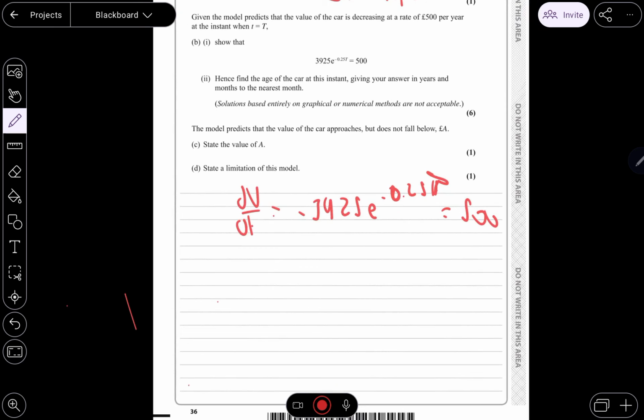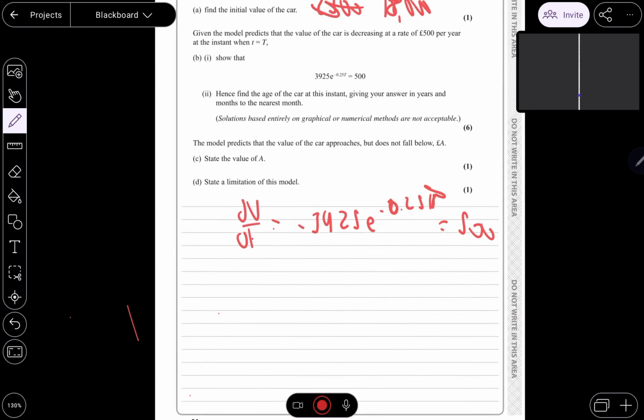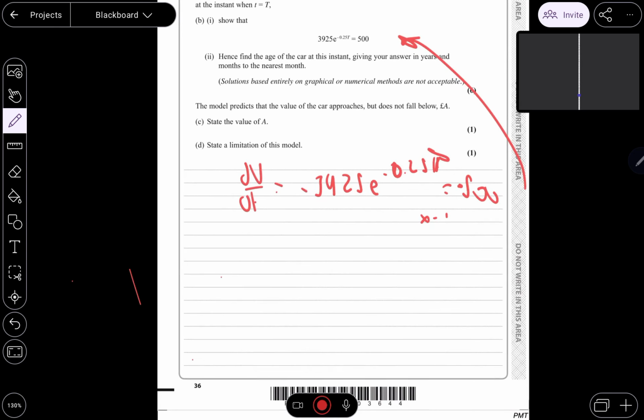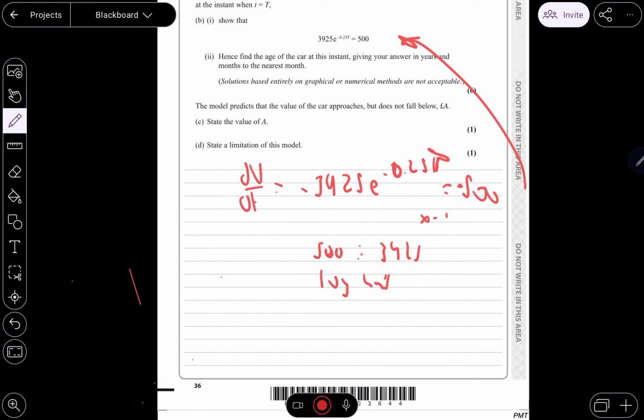Oh, I already did that. Where's the minus sign gone? Oh, decreasing rate. So that's also a minus, then times by minus 1. And we get to this. Good. That's close enough. Hence find the age of the car. So we do 500 divided by 3,925, and then we do ln.